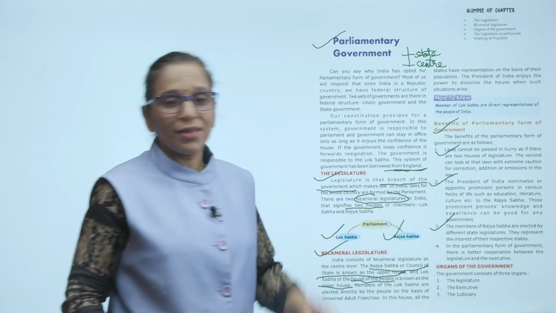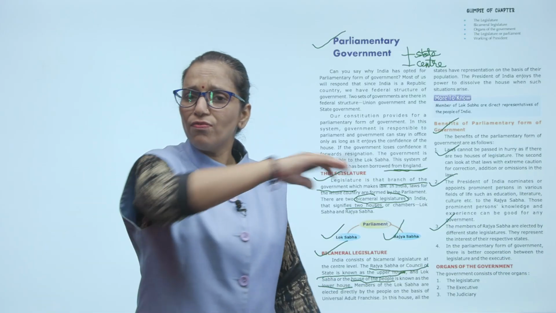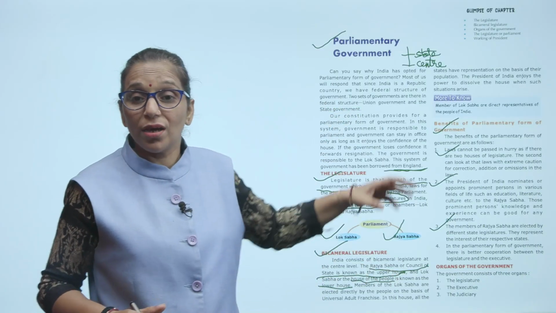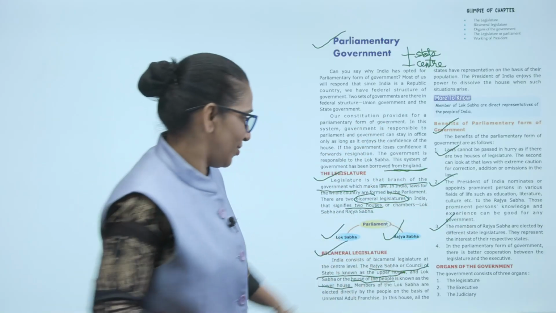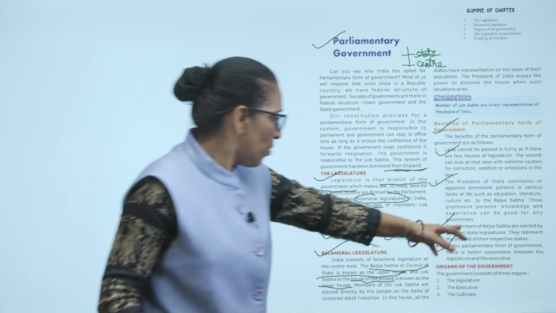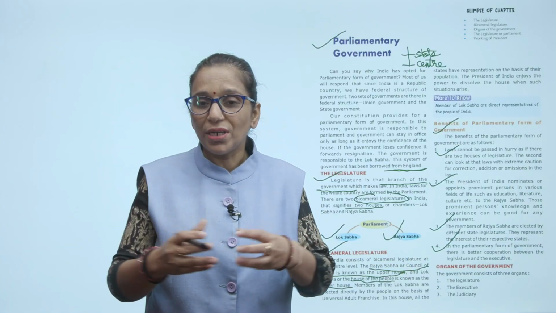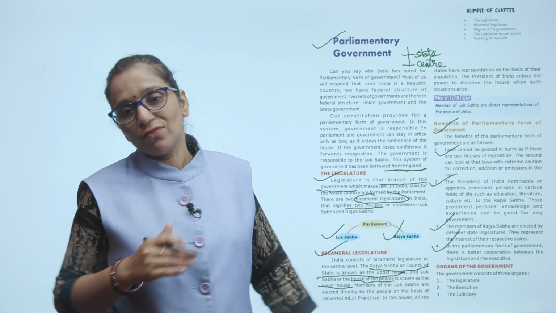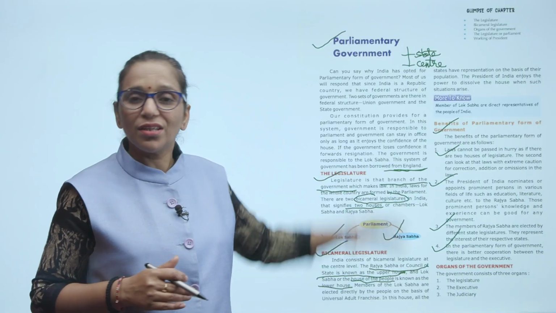The members of Rajya Sabha are elected by the different state legislatures and they represent the interest of their particular state because they are coming from the different states. Then in the parliamentary form of government, there is a better cooperation between the legislature and the second organ of the government, executive. So these are the benefits.